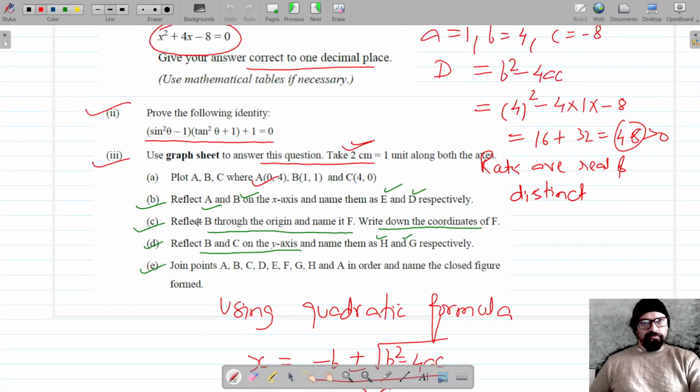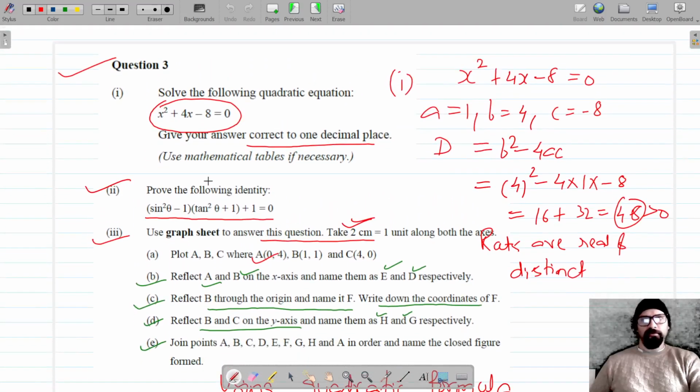So we are done with part 3 as well. We have answered all the parts. So question number 3 is done. Moving on to question number 4.